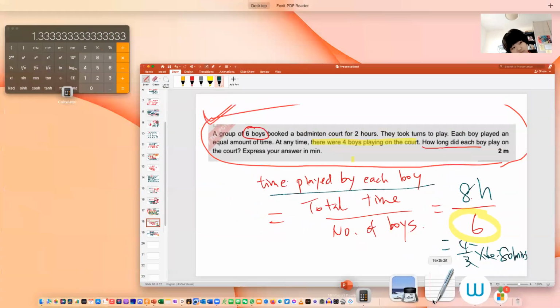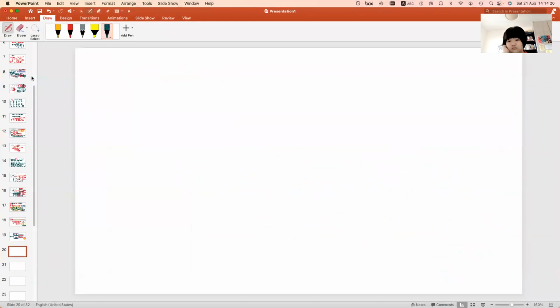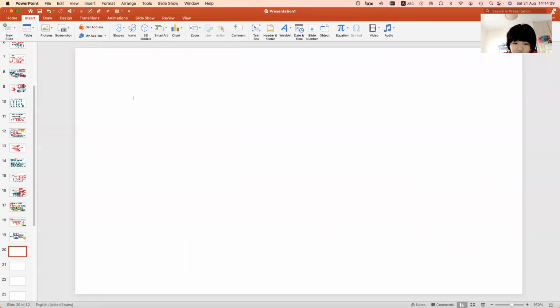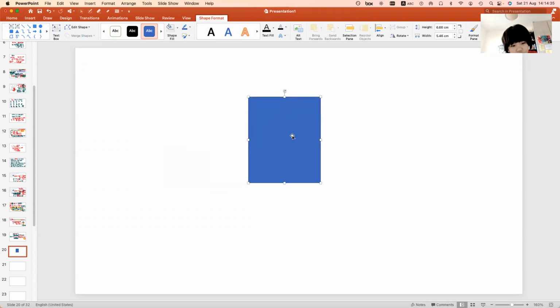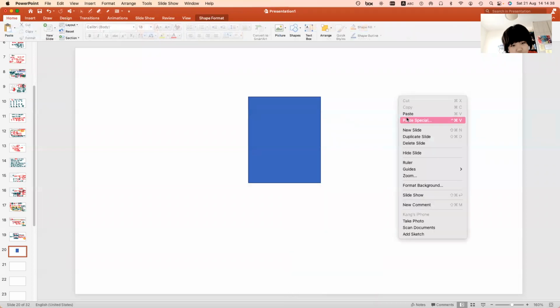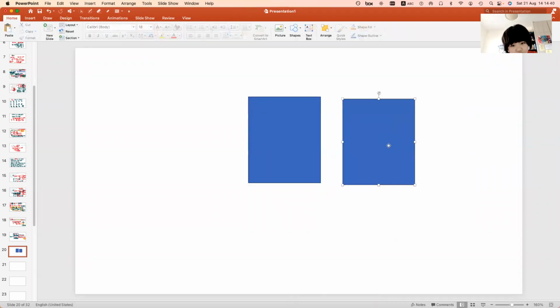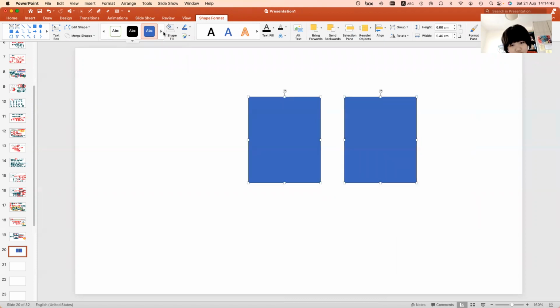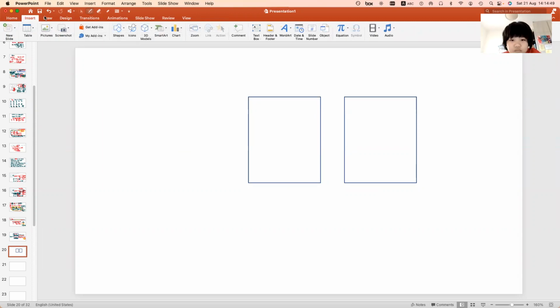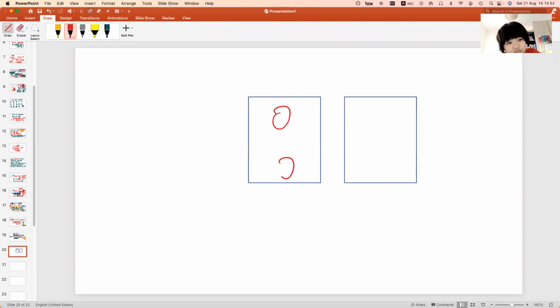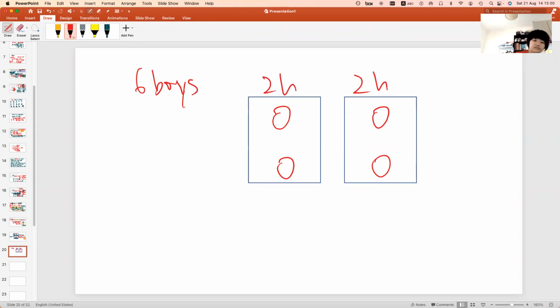So similarly, let's say you get this question. Instead of 1 court, you have 2 courts. You book the 2 courts for 2 hours. Each time you cannot play 4, you can only play 2. Similarly, you also have 6 boys. Each court is 2 hours. What is the time played for each boy?